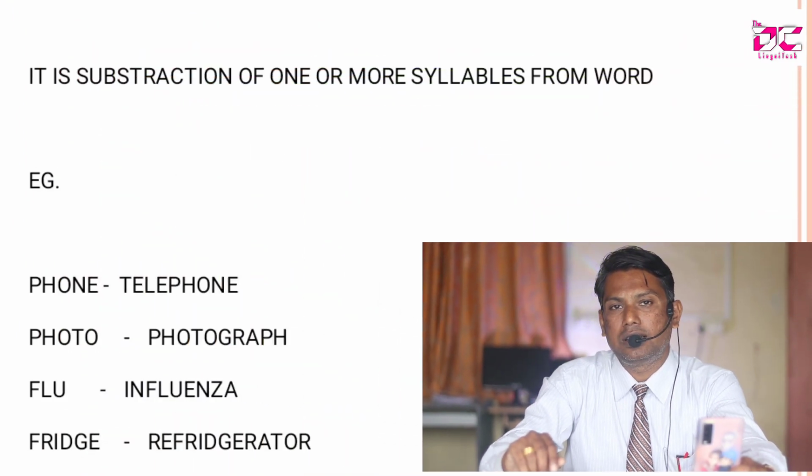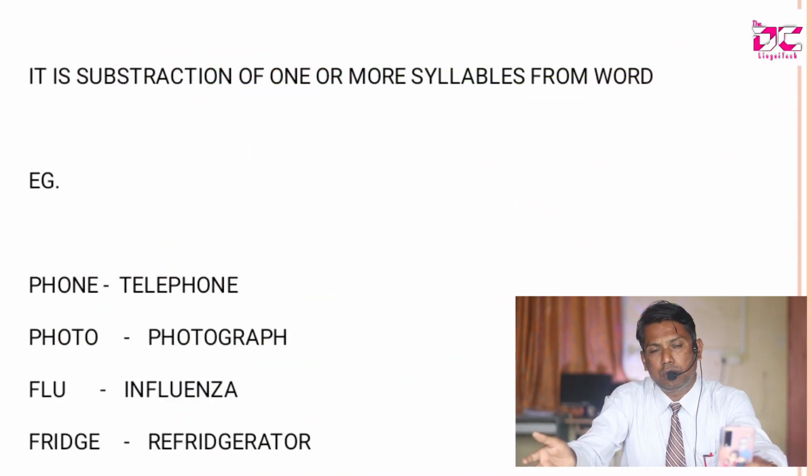So let's move on to another process, which is clipping. And we can understand the general meaning of clipping. Clipping means cutting a part at the beginning, at the end, or sometimes the beginning and end simultaneously. So let's see the first word, phone. We don't say telephone. We say only phone. So tele is clipped from the word. So we use only phone.